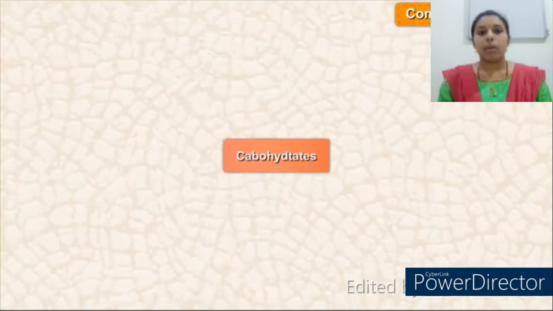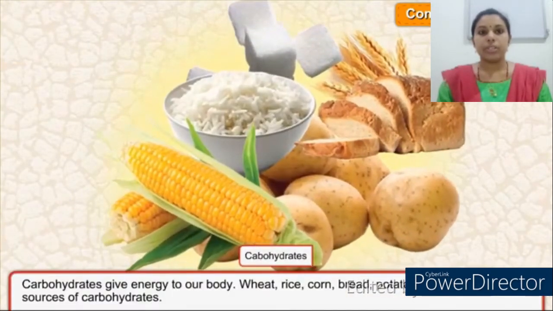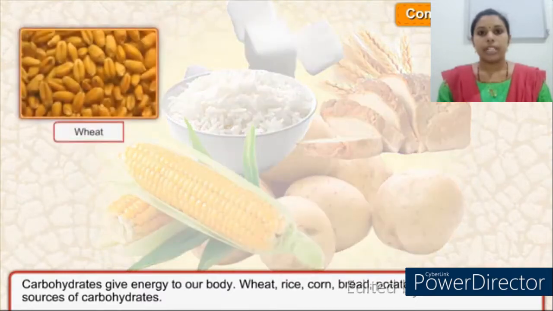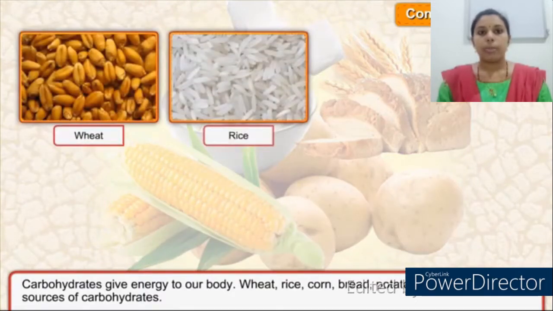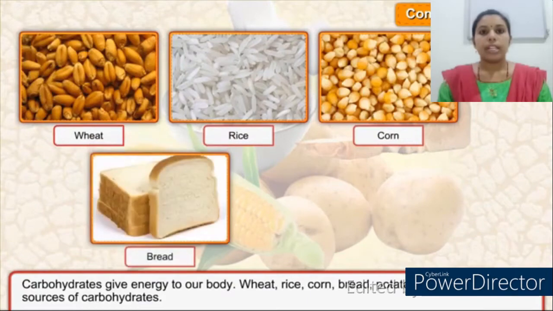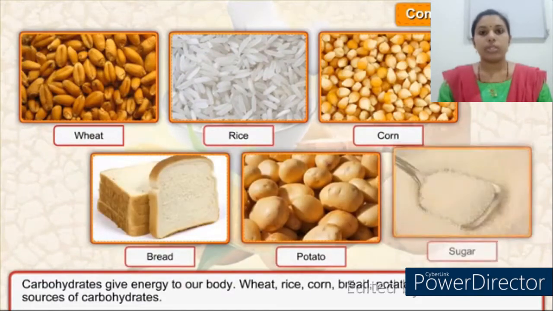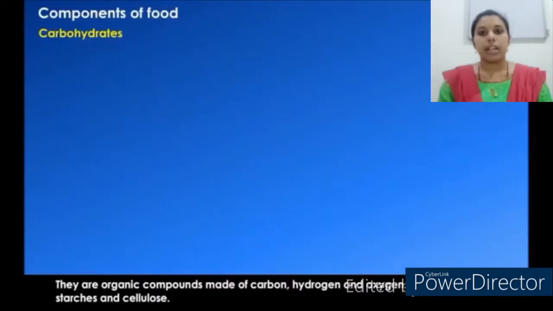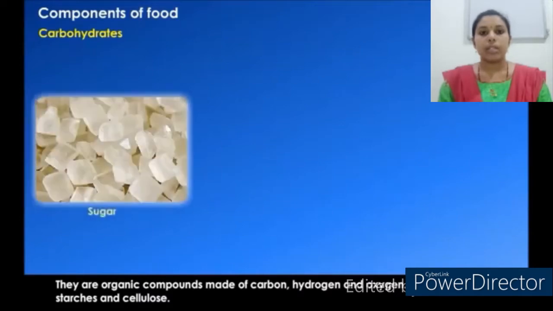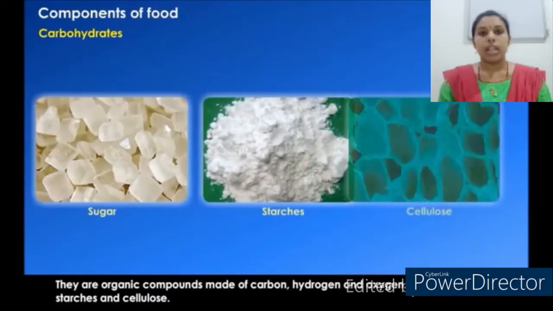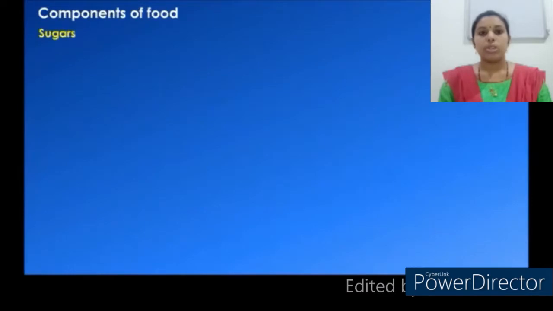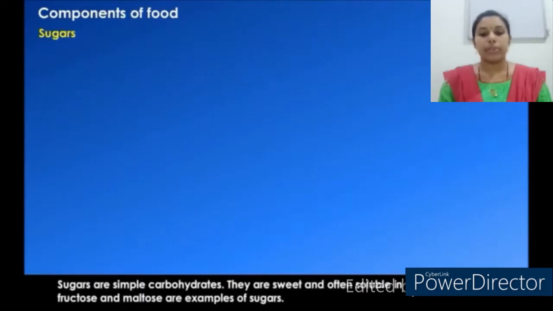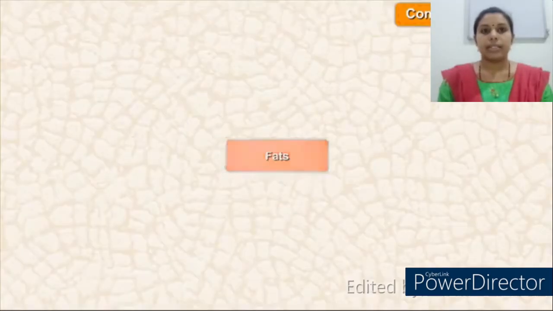Let's discuss carbohydrates. Carbohydrates give energy to our body. Wheat, rice, corn, bread, potato, and sugar are some sources of carbohydrates. Carbohydrates contain carbon, hydrogen, and oxygen. They include sugar, starch, and cellulose. Sugars are simple carbohydrates.